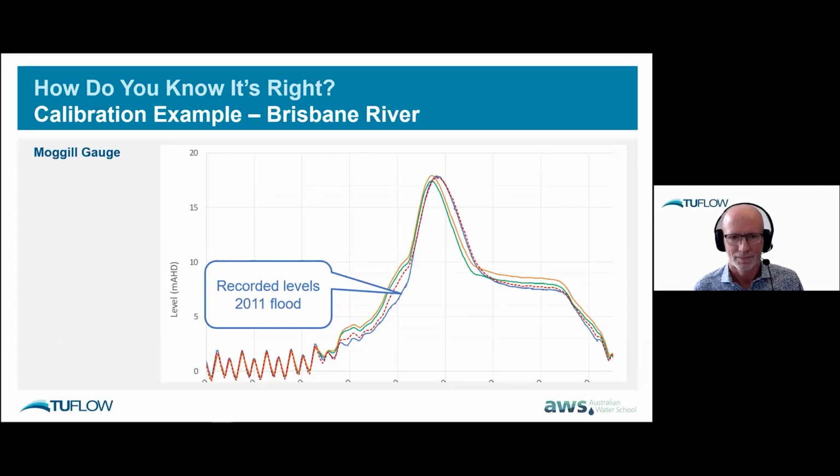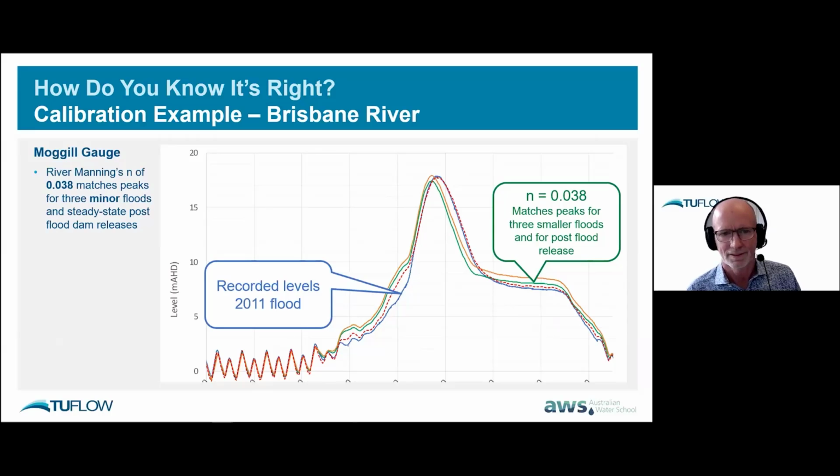So here's some gauge diagrams. There you can see the tide here during the 2011 event. And the blue line is what was recorded in 2011. So you can see the blue line going like that. That's actually the water level recorded at the Mogul gauge. Now, one of the first things we did in the Brisbane River flood study was let's just see what's involved in matching that gauge up there, because it's a pretty important gauge.